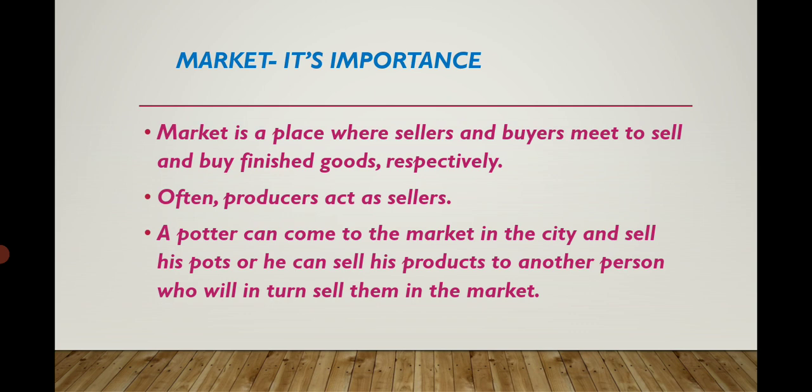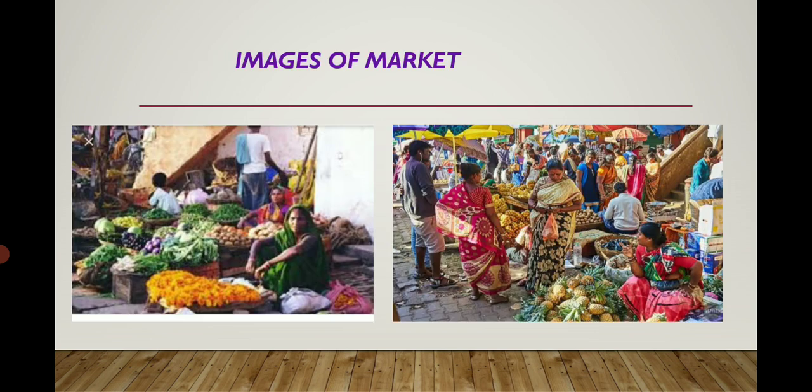A potter can come to the market in the city and sell his pots, or he can sell his products to another person who will in turn sell them in the market. So he can directly come to the market and sell his products, or he can sell to other traders, who will buy from the producers and come to the market and sell their products. Now here you can see the images of a market. The people are gathered, and they are selling and buying the goods that are needed.